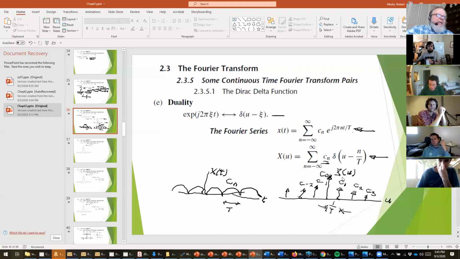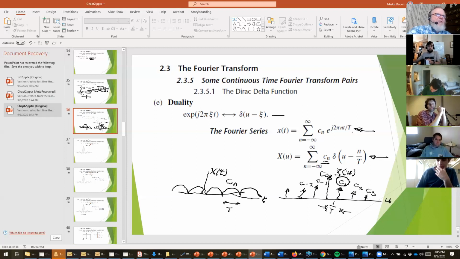By the way, what does this mean, a weight of C sub 0? Does this mean that the direct delta has a height of C sub 0? No. Or C sub 1? No, it doesn't mean that. The height of this direct delta function is infinite. What it means is the area under this direct delta function is C sub 1. That's the area under the direct delta function. So that's what we mean in such cases.